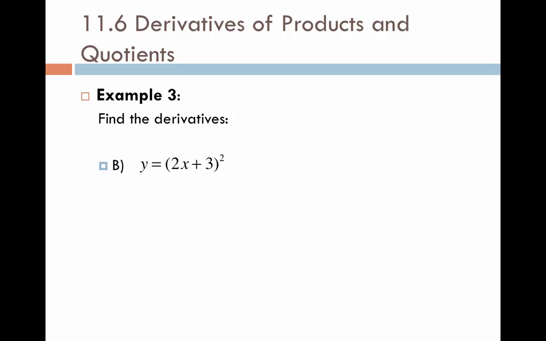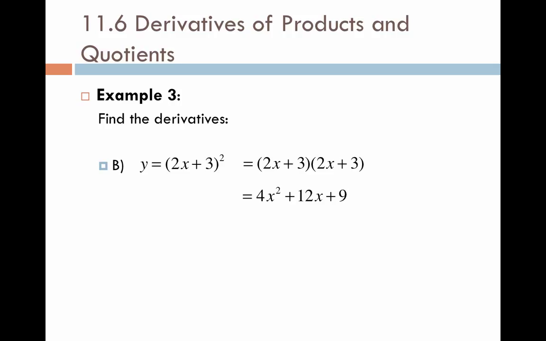Part B. So y equals 2x plus 3 squared. That's the same as 2x plus 3 times 2x plus 3. Now I rewrote it and I can use the product rule, but I could keep rewriting this if I want to by FOILing it and collecting like terms. That gives me 4x squared plus 12x plus 9.